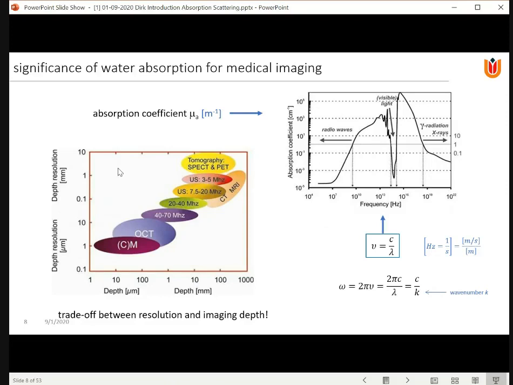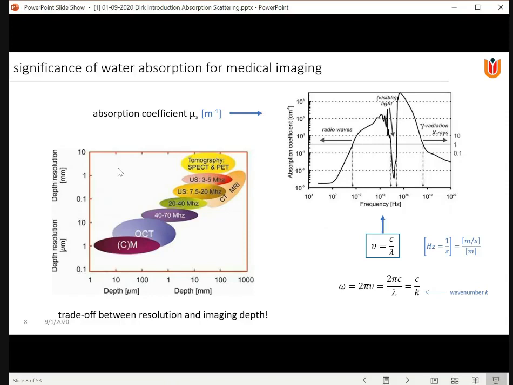So if we now look at these techniques that are used currently in the clinic, we can make a graph that looks somewhere like this. So here on the horizontal axis you have the depth at which the technique can look. So note the logarithmic scale. And on the vertical axis, the depth resolution. So how accurately can we measure something in the tissue? And as you can see, there is a quite striking trade-off between how deep you can look and how accurate you can look.